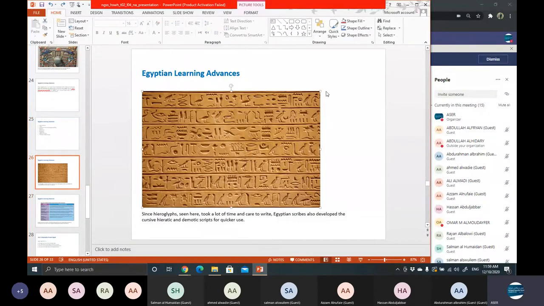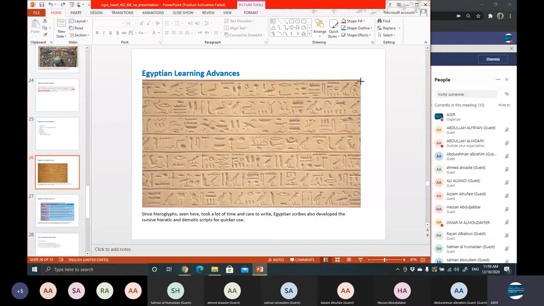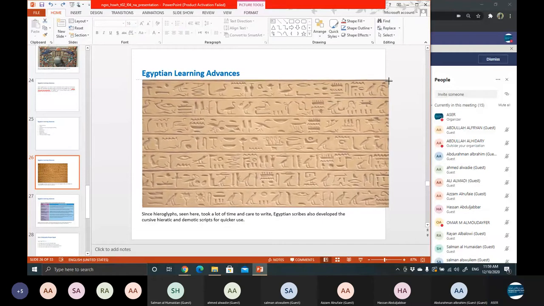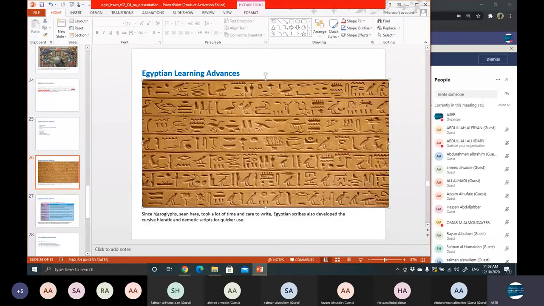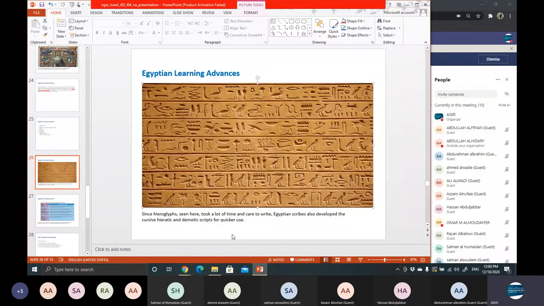This is a photo of the language that they adapted, which is the hieroglyph. Since hieroglyphs, seen here in this photo, took a lot of time and care to write, Egyptian scribes also developed the cursive, hieratic, and demotic scripts for quicker use. Meaning that, like the cuneiform you studied in Mesopotamia, first it was hard to write, then they adapted it and started to change it in order to serve their needs.